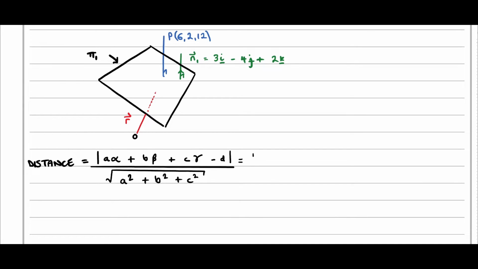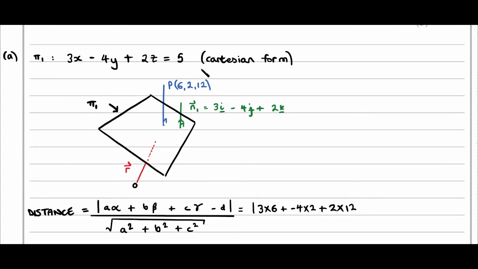So we have the modulus of 3 times 6 plus minus 4 times 2 plus 2 times 12, and then if we go back, minus 5, all that's modded, remember, and then we divide by 3 squared plus minus 4 squared plus 2 squared, square rooted.